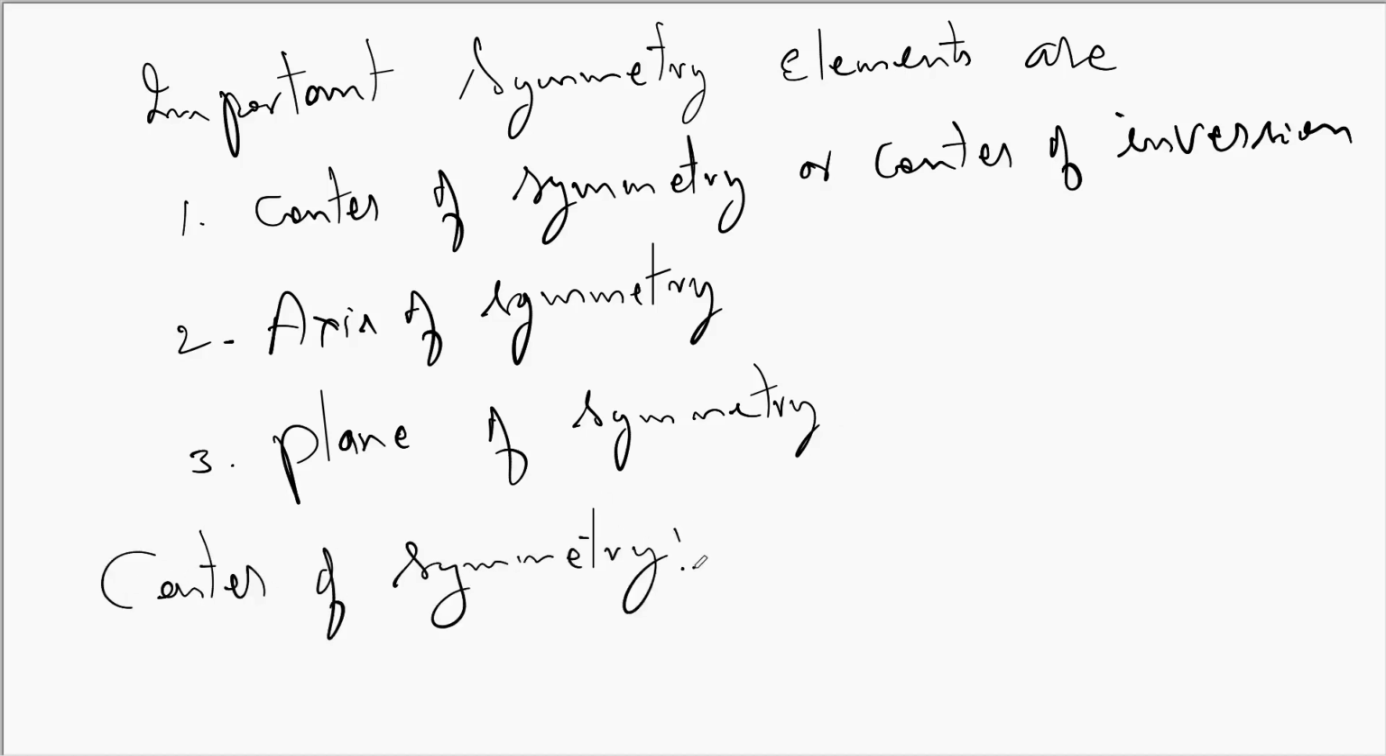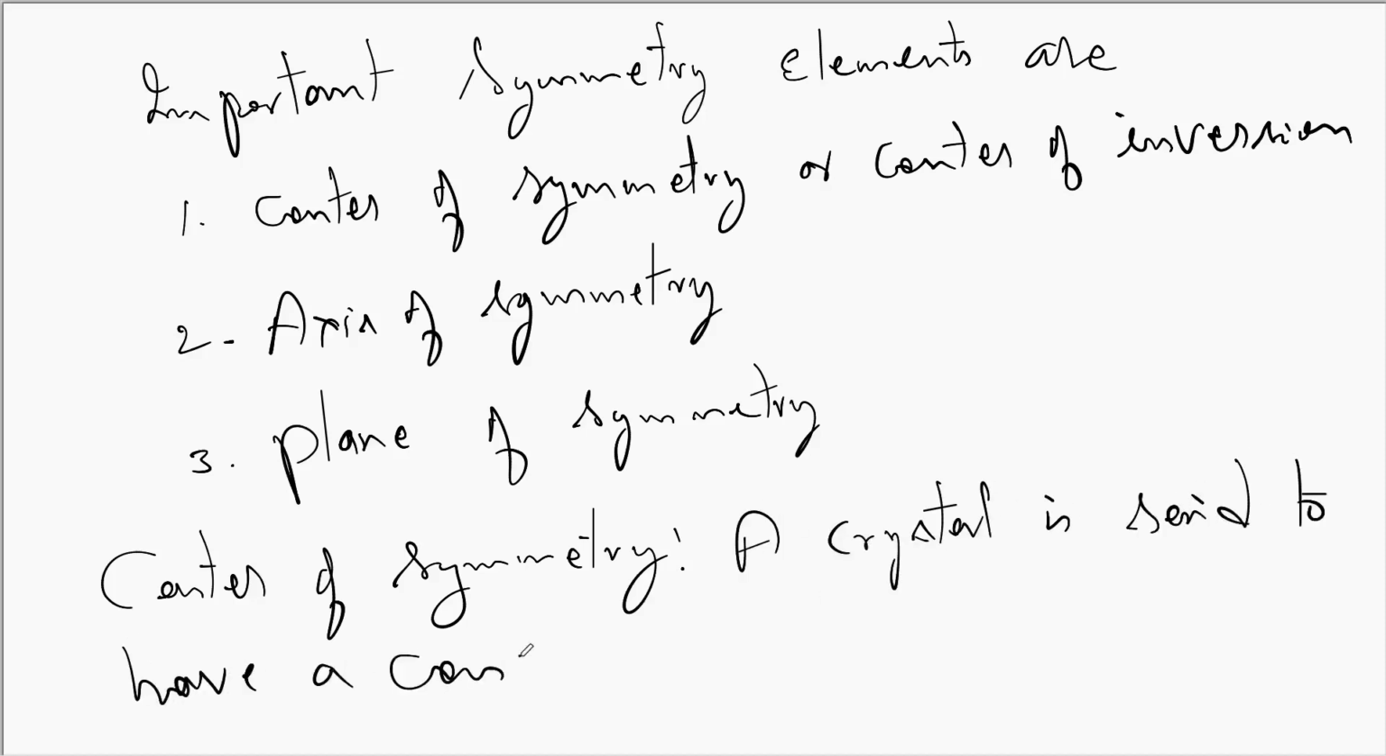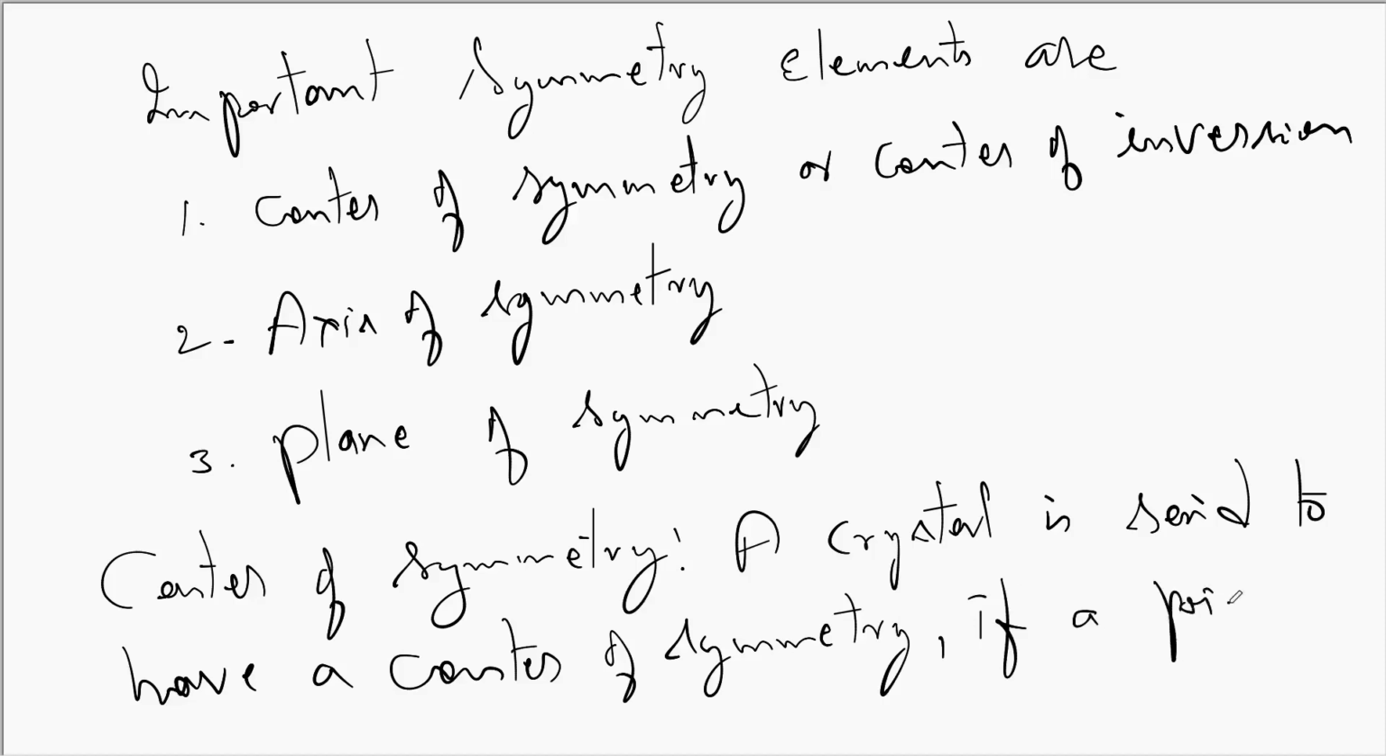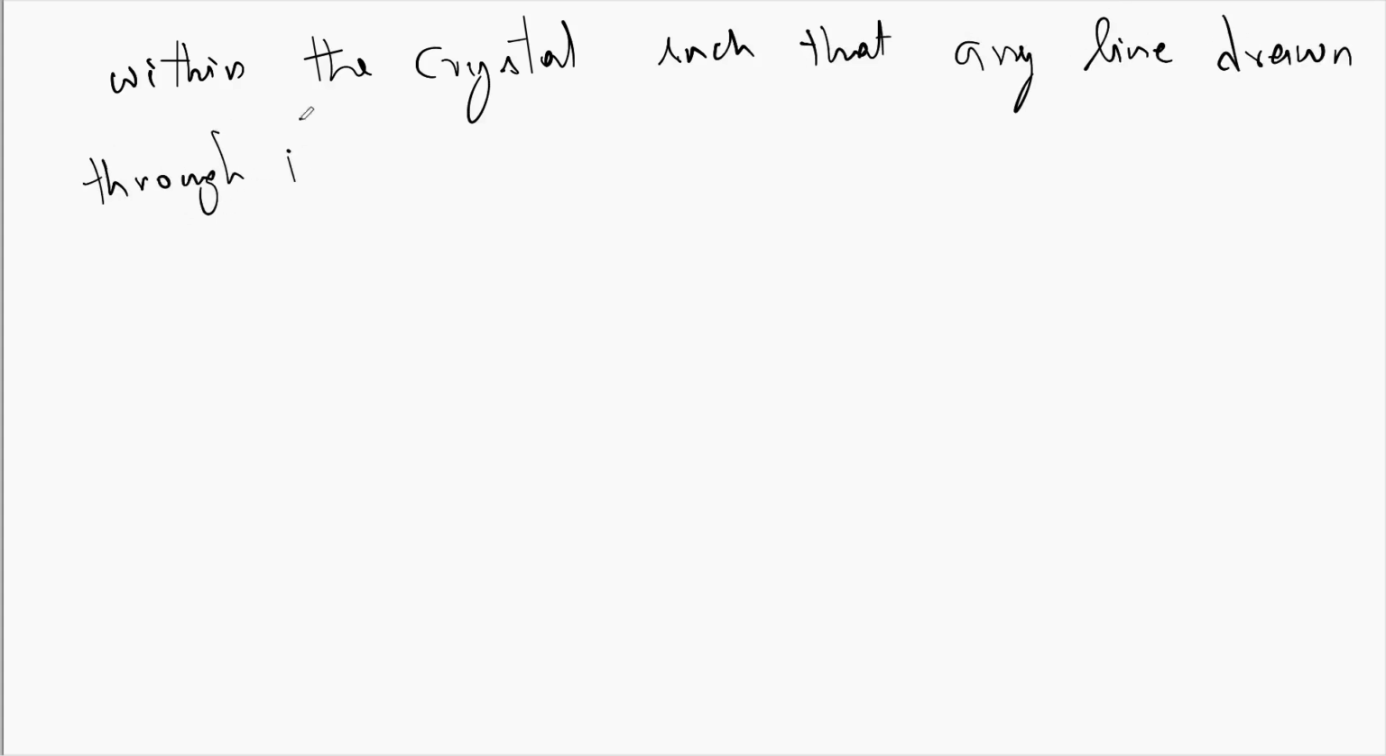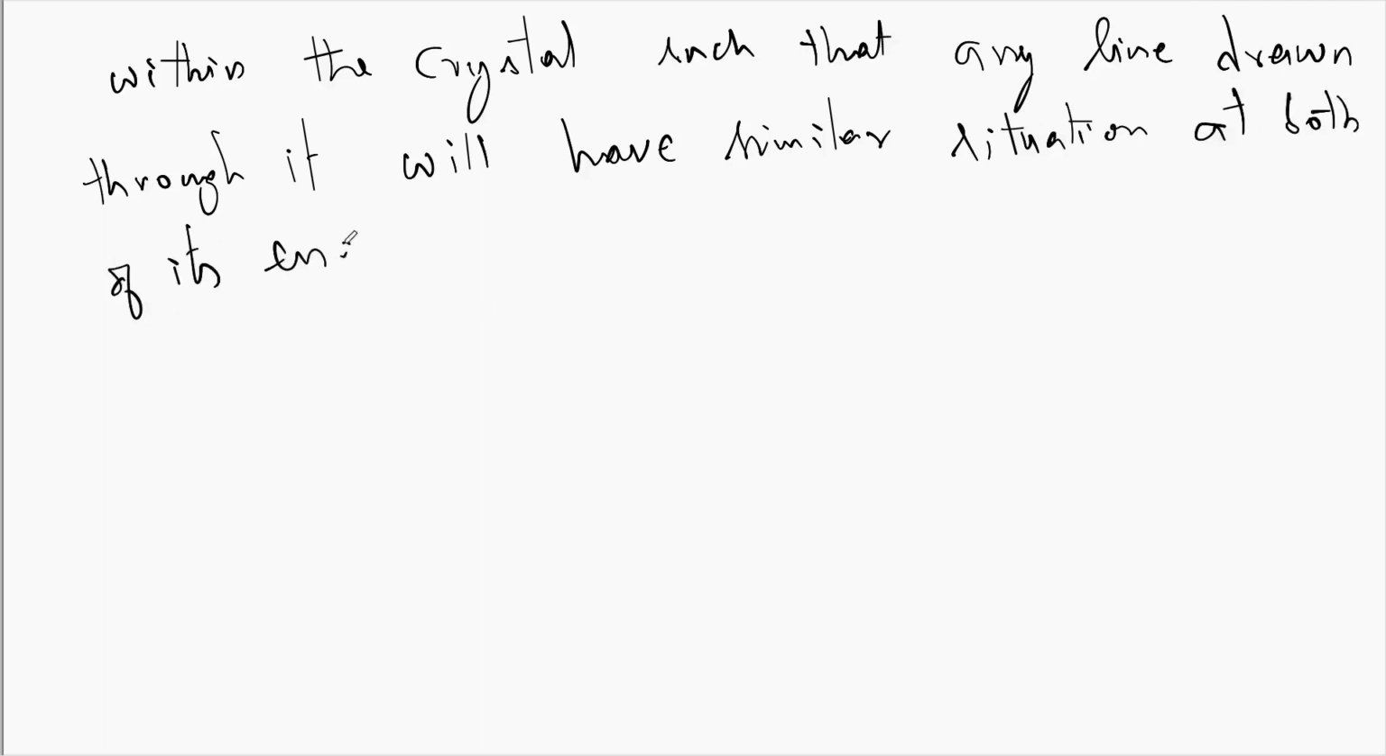Center of symmetry. A crystal is said to have a center of symmetry if a point exists within the crystal such that any line drawn through it will have similar situation at both of its ends. Then the crystal is said to be having center of symmetry. Now we shall try to understand this with the help of a cube.